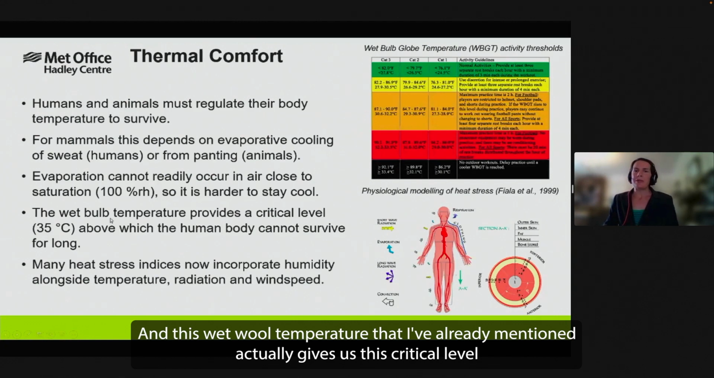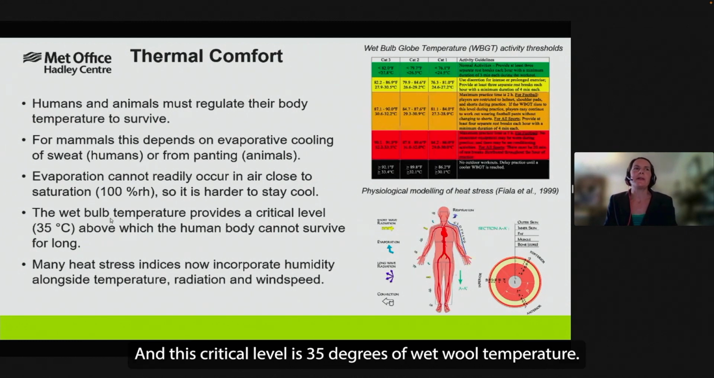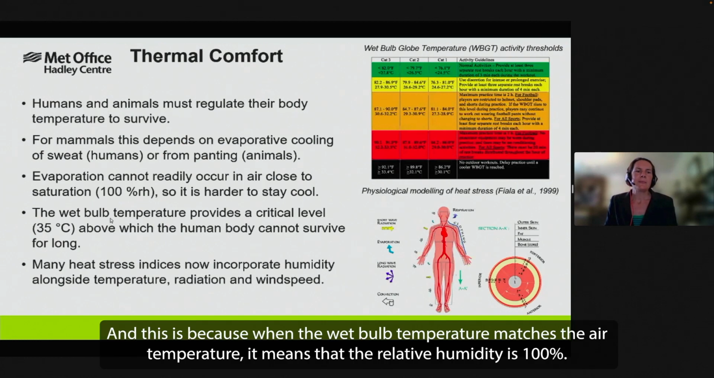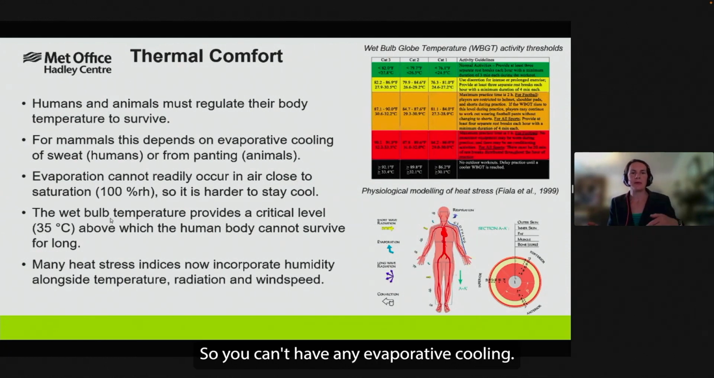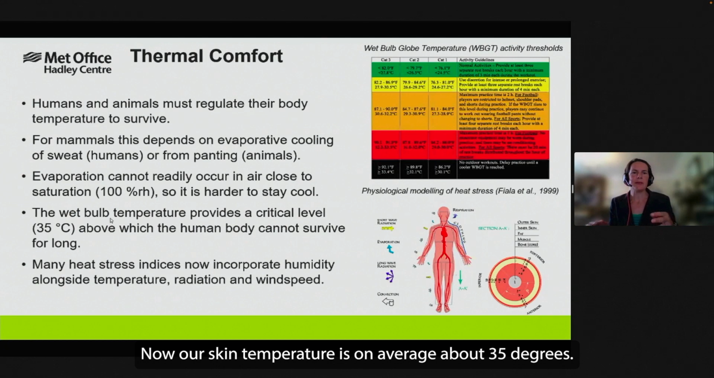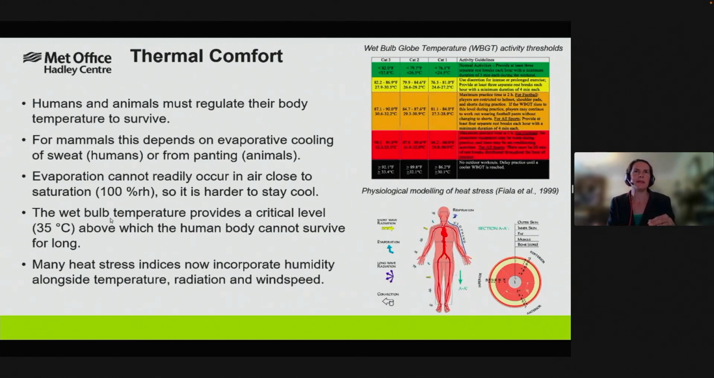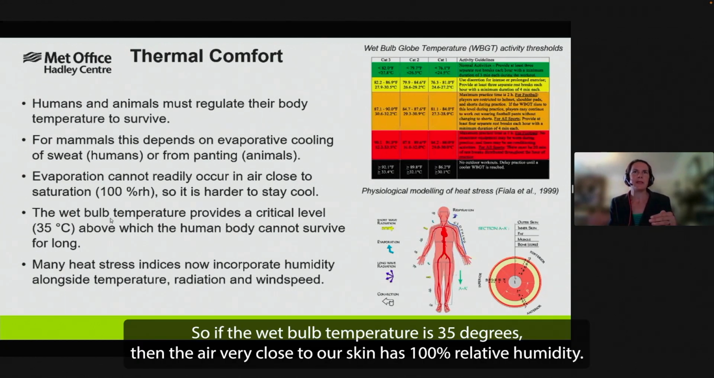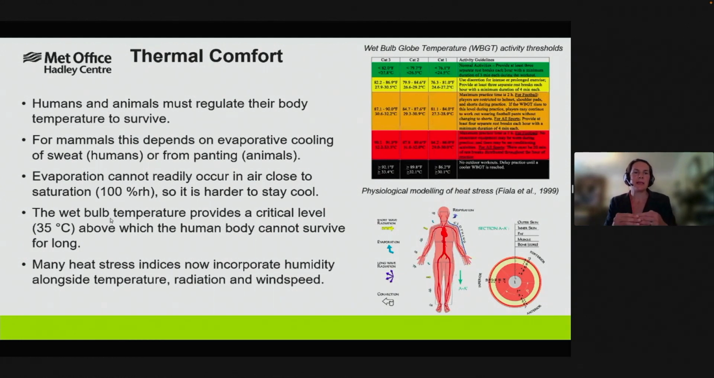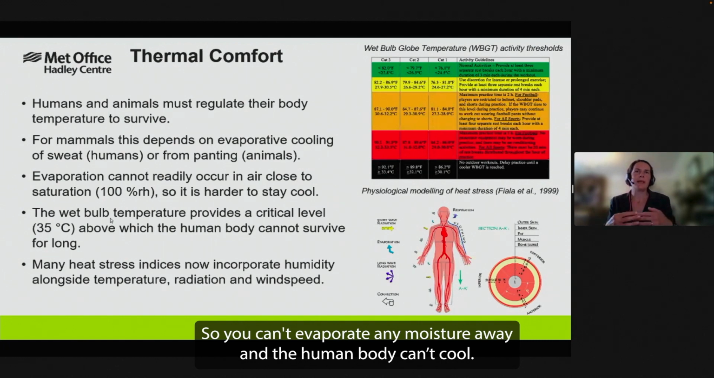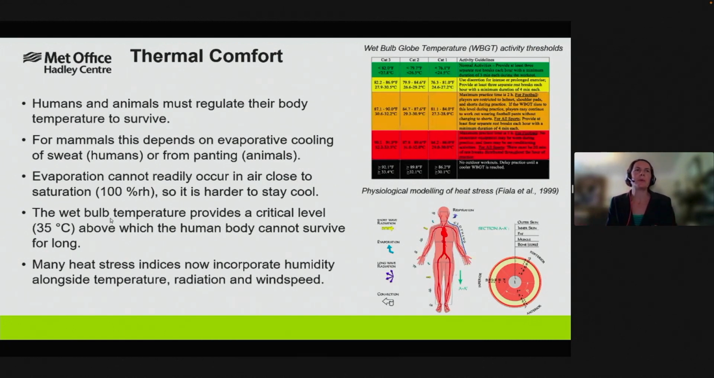This wet bulb temperature that I've already mentioned gives us a critical level above which the human body can't survive. This critical level is 35 degrees of wet bulb temperature. This is because when the wet bulb temperature matches the air temperature, it means that the relative humidity is 100%, so you can't have any evaporative cooling. Now, our skin temperature is on average about 35 degrees. So if the wet bulb temperature is 35 degrees, then the air very close to our skin has 100% relative humidity, so you can't evaporate any moisture away, and the human body can't cool.